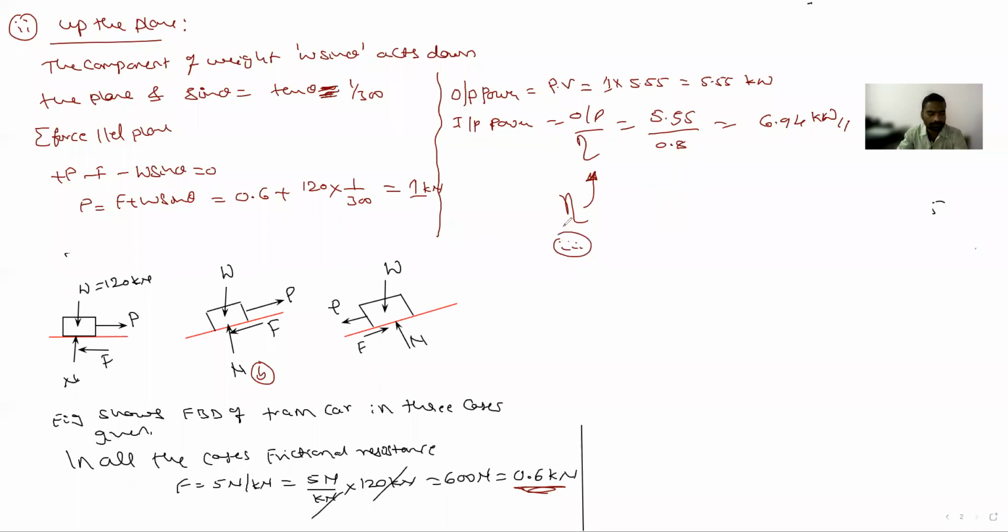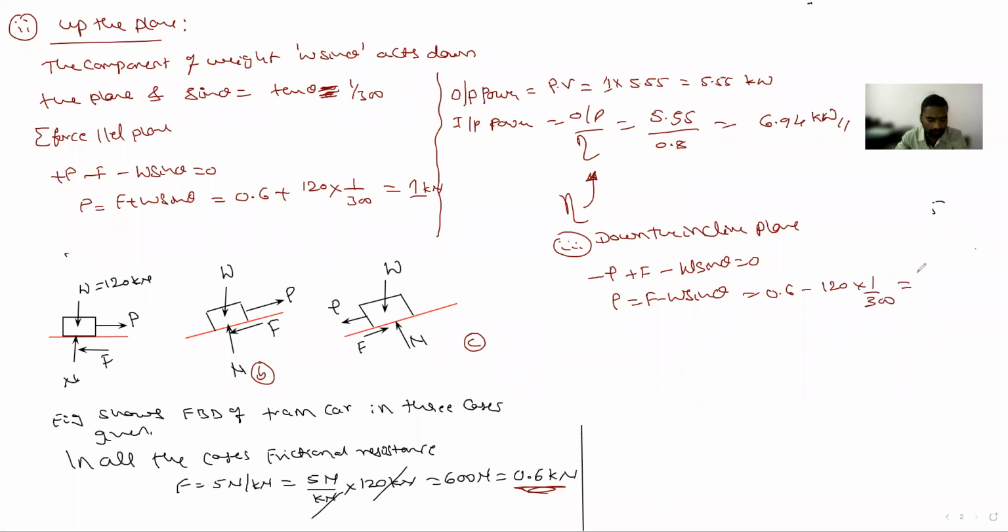Okay, third case, down the inclined plane. Now summation of forces parallel to the plane. Looking at figure 3, can you tell me what the forces are? P is moving downward, F is moving upward, and weight is acting downward, minus W sin theta, equal to zero. So P is equal to F minus W sin theta. F is 0.6 minus W, which is 120 into 1/300. So you are getting 0.2 kilonewton. Yes, correct.